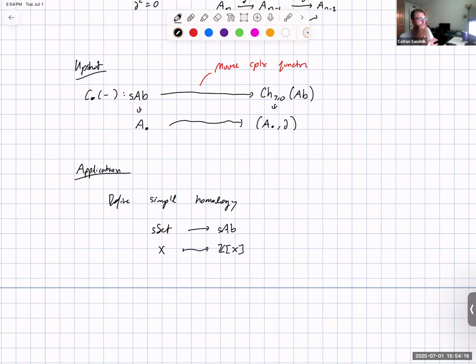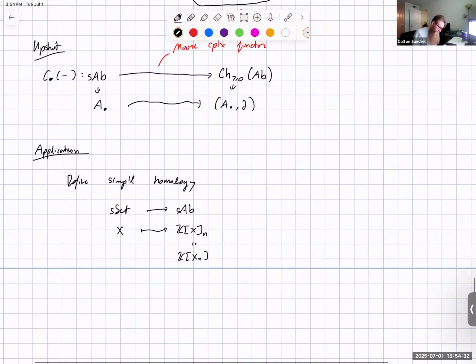Explicitly, the n-th term of this is the polynomials in the n-simplices. And so we can define simplicial homology by just declaring that the homology of X is the homology of this associated chain complex.